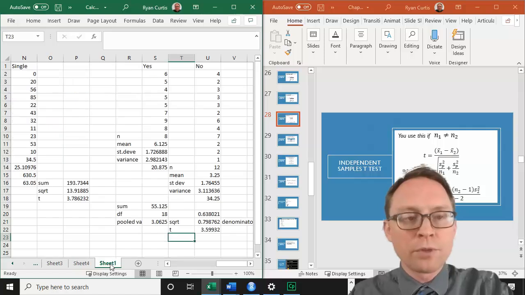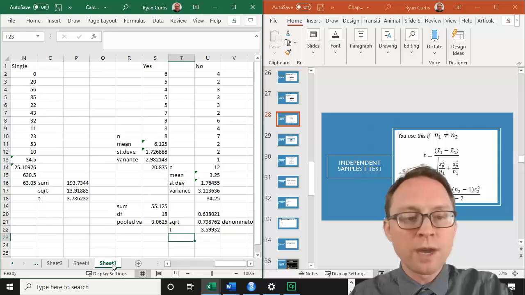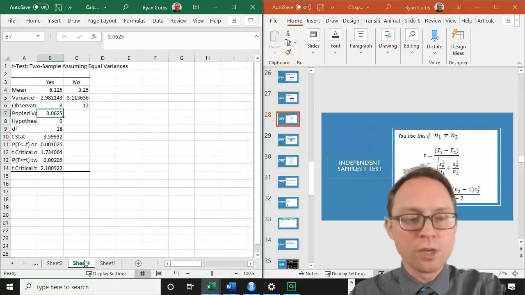The mean for the first group, 6.125. That's correct. The mean for the second group is 3.25. Also correct. The pooled variance, 3.0625. Let's check it. Let's see that pooled variance, 3.0625. We did it. Good job, us.